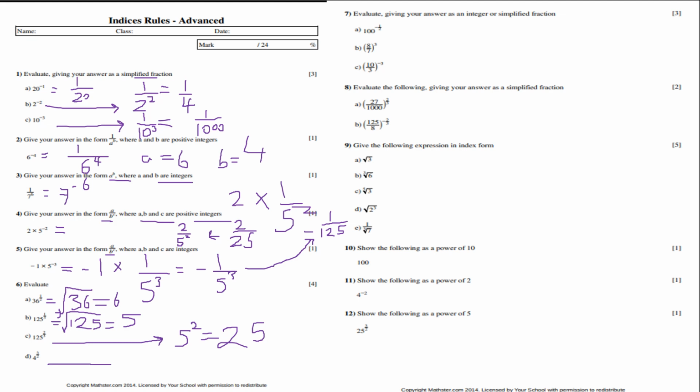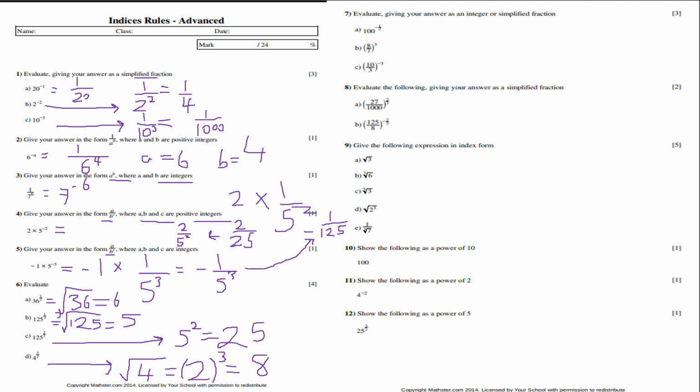Okay, for part D, 4 to the power of 3 halves. So I'm going to take the square root of 4 and then cube my answer. It's always the root of the denominator, and then whatever answer you get, you raise that to the power of the numerator of your fraction here. So you're going to have 2 cubed, which is equal to 8.